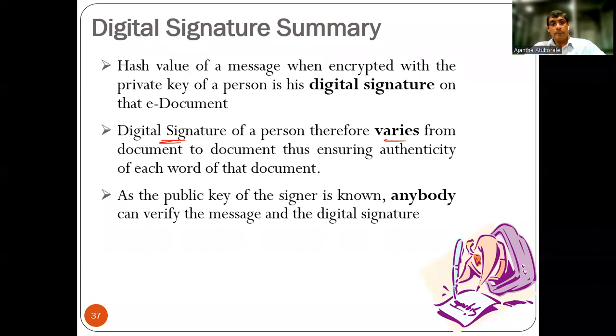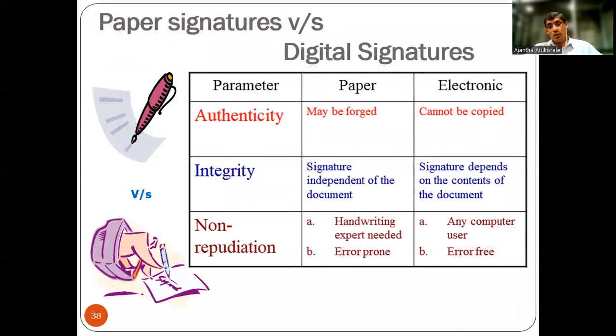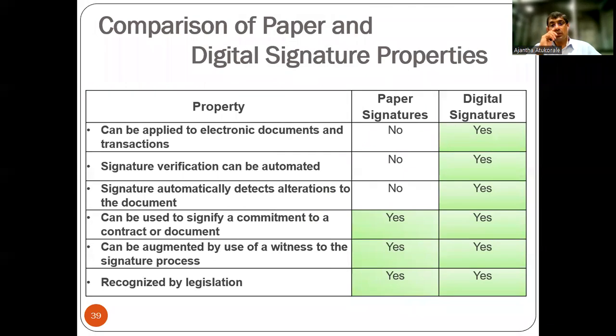And also the public key of the signer is known. Anybody can verify the message by the digital signature. If you take the paper-based method, authenticity can be forged, here it cannot be. Integrity: signatures depend on the document, right? Some people can forge and put that document, but here you can't. And non-repudiation: handwritten signatures are error prone, people can use the same way, right? But here it's not. So electronic documents, I would say, are the safest method compared to manual paper.